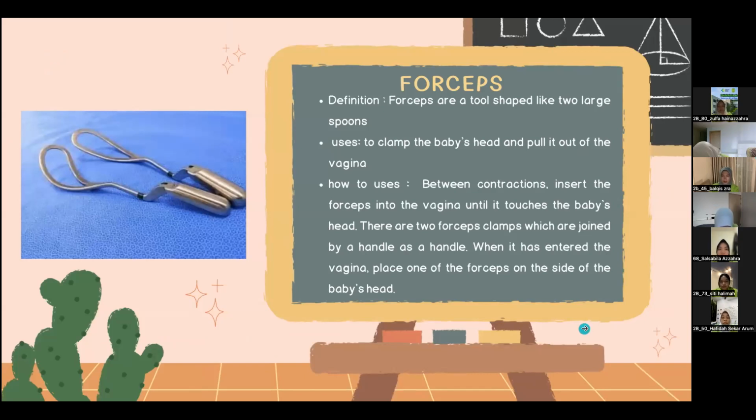Forceps. Definition: forceps are a tool shaped like two large spoons, used to clamp the baby's head and pull it out of the vagina. How to use? Between contractions, insert the forceps into the vagina until they touch the baby's head. There are two forceps clamps which are joined by a handle. When it has entered the vagina, place one of the forceps on the side of the baby's head.